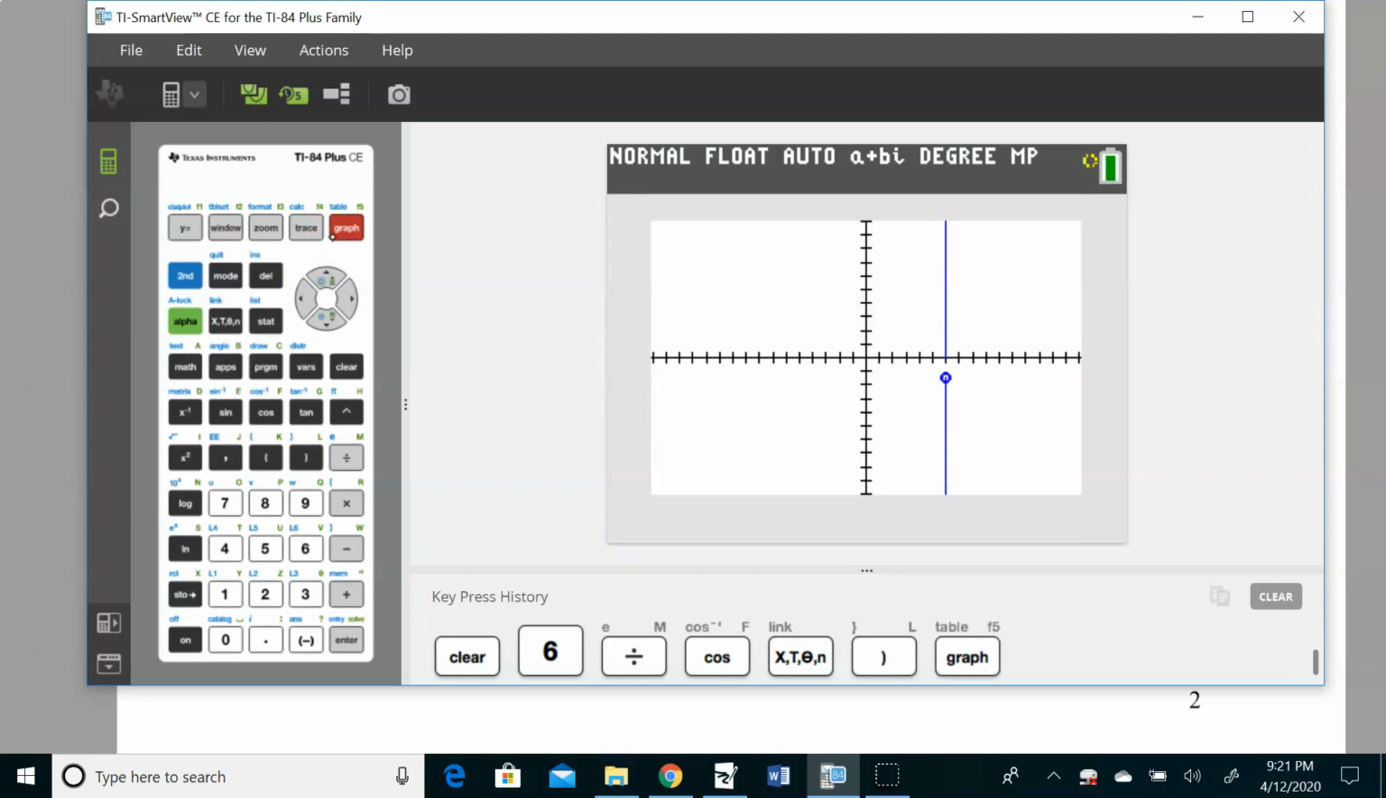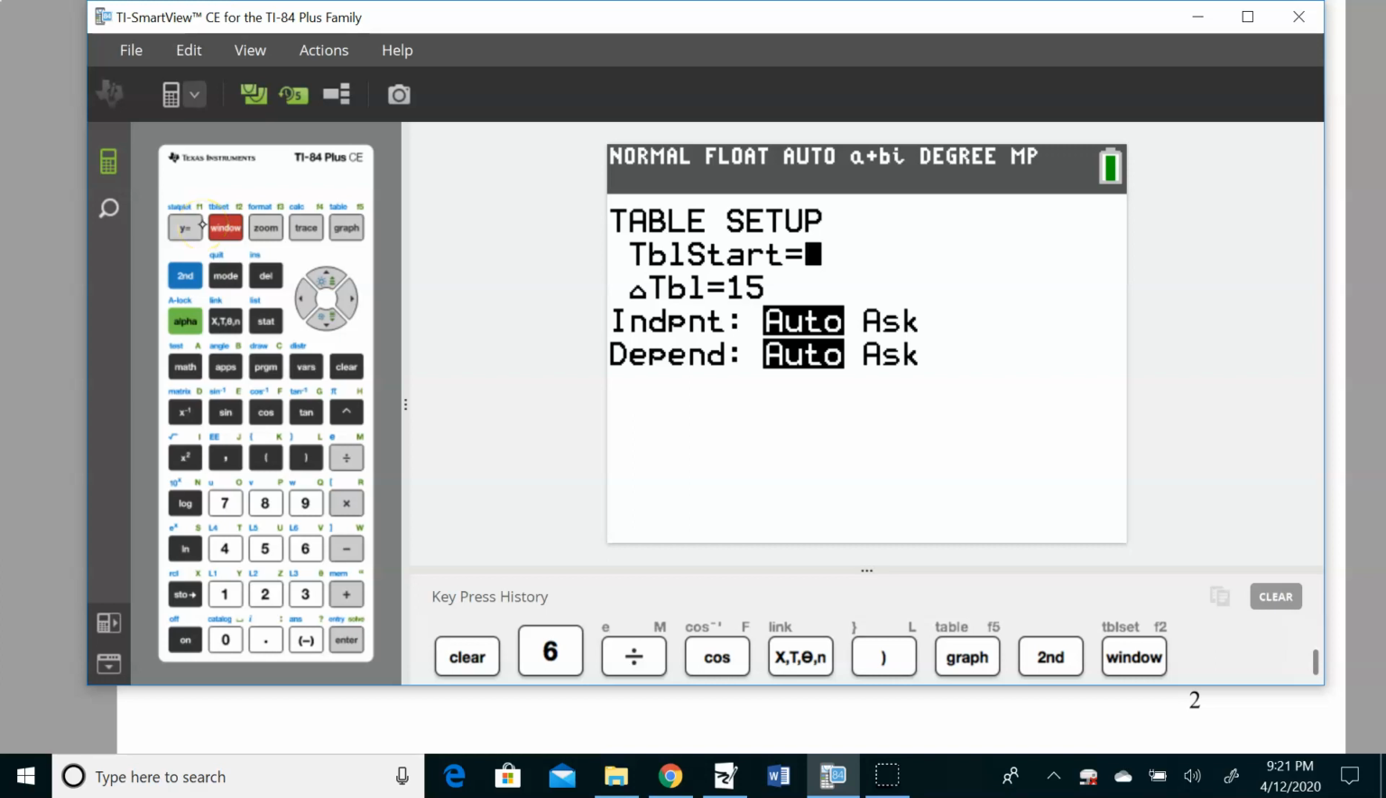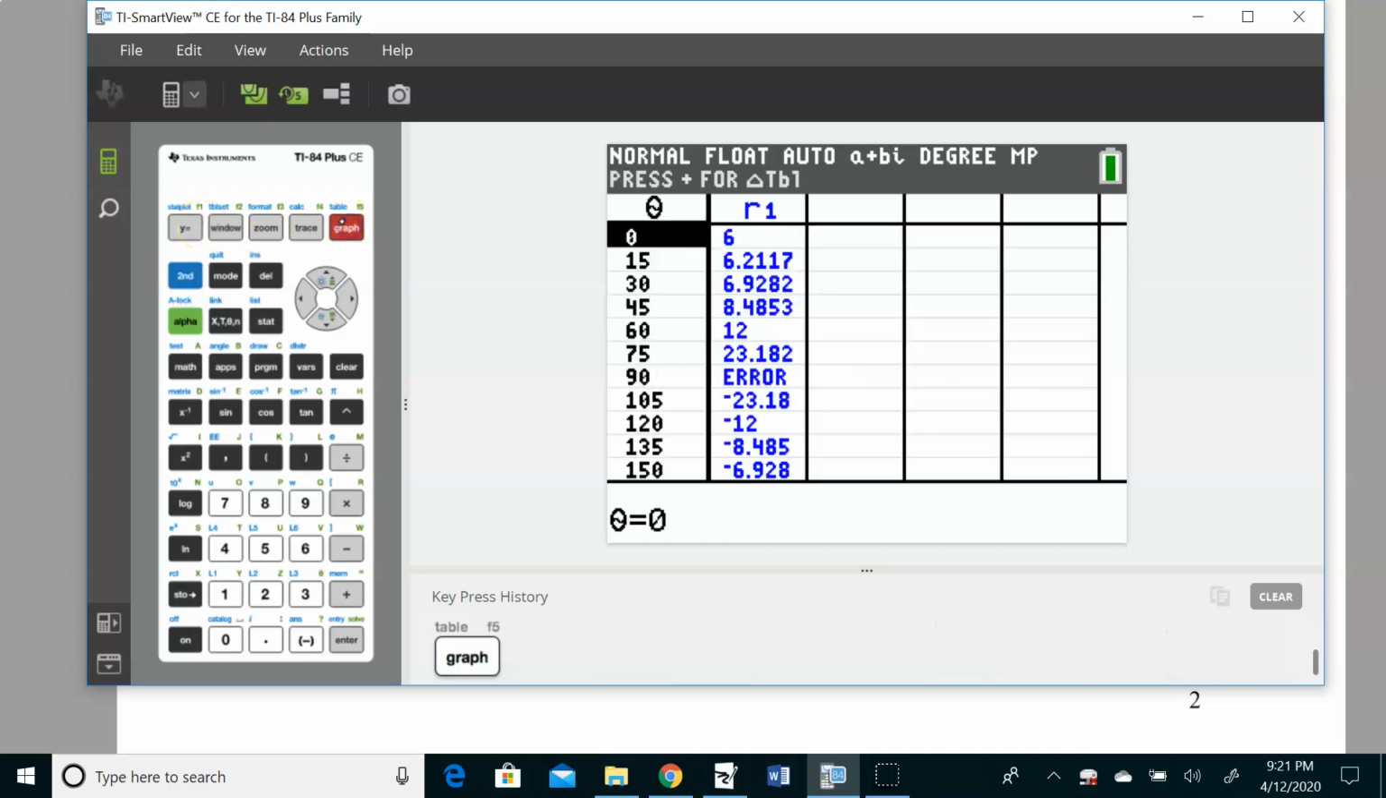It drew a vertical line, but notice where it's starting. It's starting at the x-axis, going up forever to positive infinity, and coming back from negative infinity. What does this look like in the table? Well, my table setup is 0 through 15 like it was before, and now I could copy down all these numbers and start plotting these points.